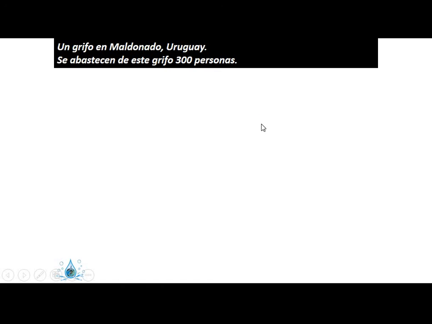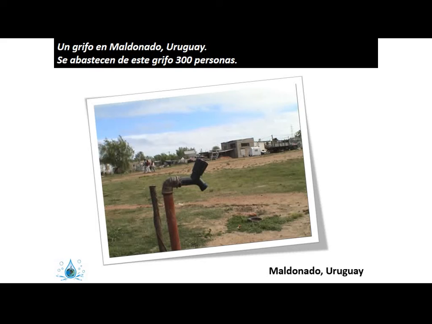Okay, so this is going to be a picture of un grifo in Maldonado in Uruguay. Se abastecen de este grifo 300 personas. Now, un grifo, we haven't seen this before, I wouldn't have thought so anyway. And the vocabulary is getting quite technical now, but a grifo is a tap. In this village in Uruguay, Maldonado, this one tap, se abastecen, I guess you would say it's used by or shared by 300 people. Crazy.